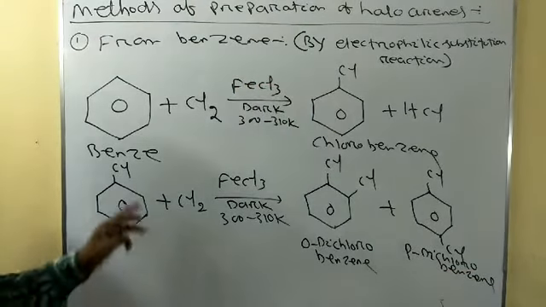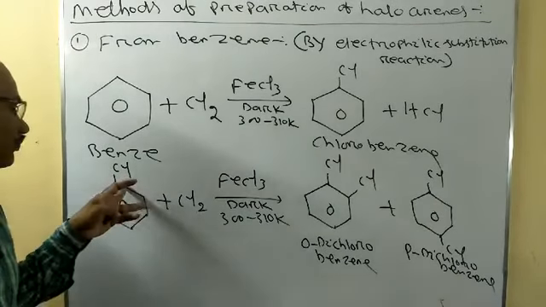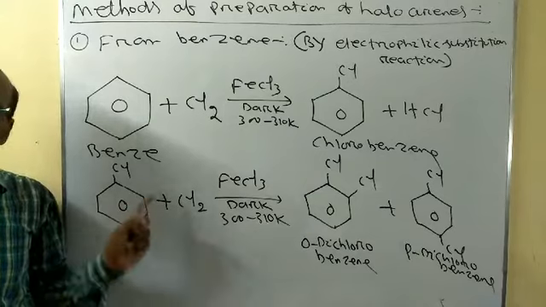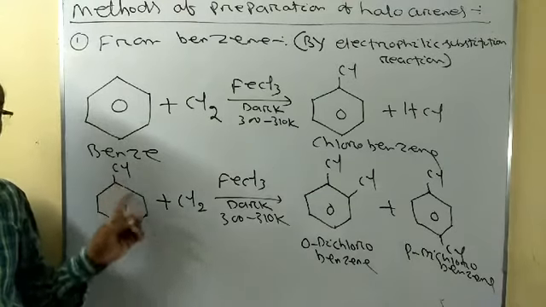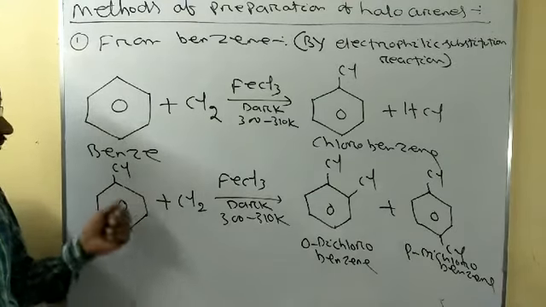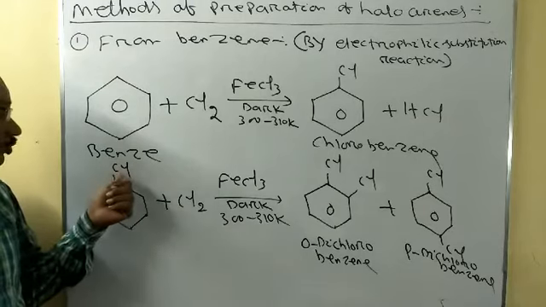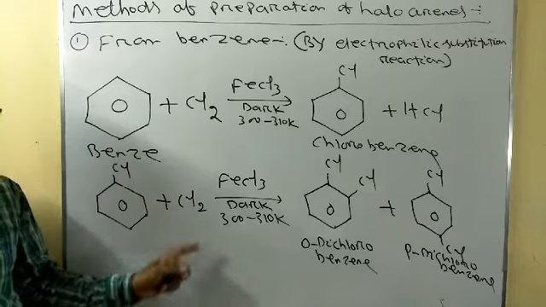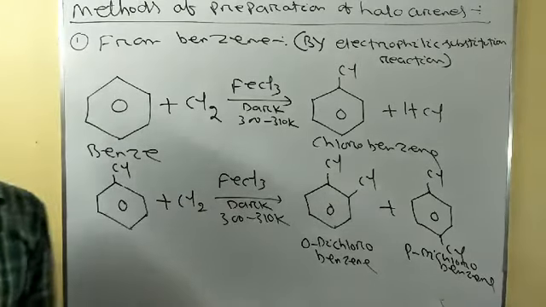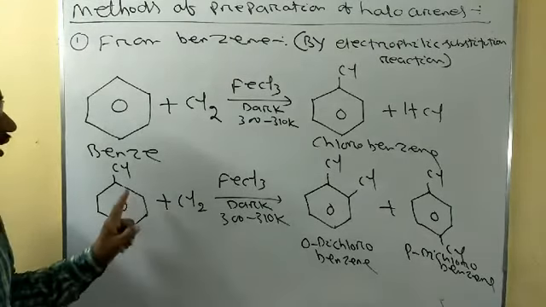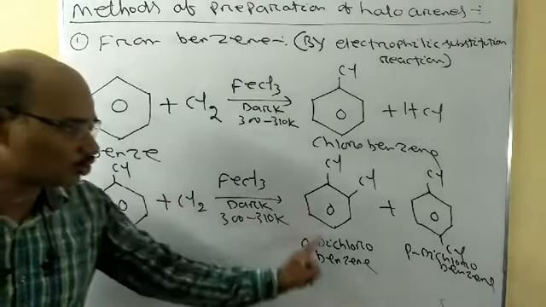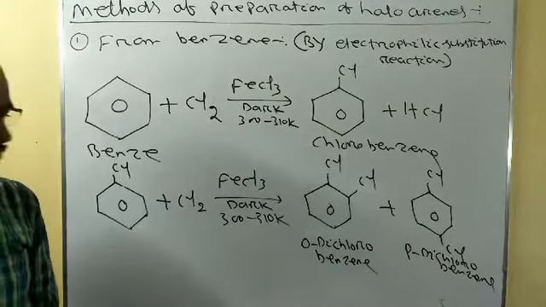Because the chlorine group is an ortho-para directing group, when a chlorine atom is already present in the benzene ring, this chlorine will direct the incoming electrophile into the ortho and para positions. So chlorobenzene undergoes electrophilic substitution reaction to give ortho and para products.